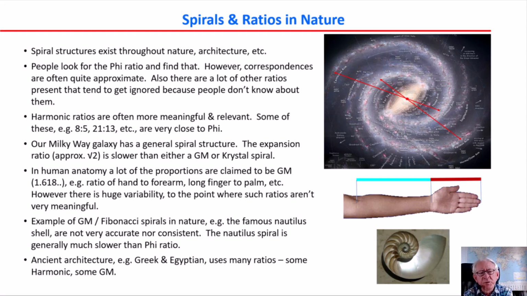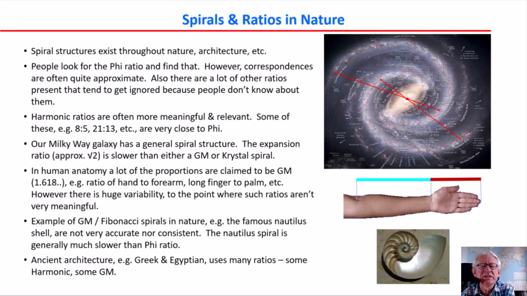Now, the harmonic ratios that we're looking at are very meaningful. In fact, they are more meaningful and more relevant in most cases. Some of these, such as we said ratio 8 to 5 or even 21 to 13, are very close to phi. 8 to 5 is 1.6, which is very close to 1.618. So when we're taking ratios out in nature, the ratios tend to be variable, and we tend to pull them in close to particular values that we might be looking for. So where the phi ratio does arise in nature, or where it is found in nature, it can be fairly approximate.